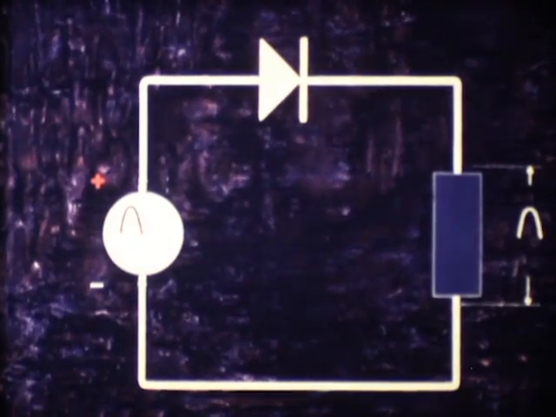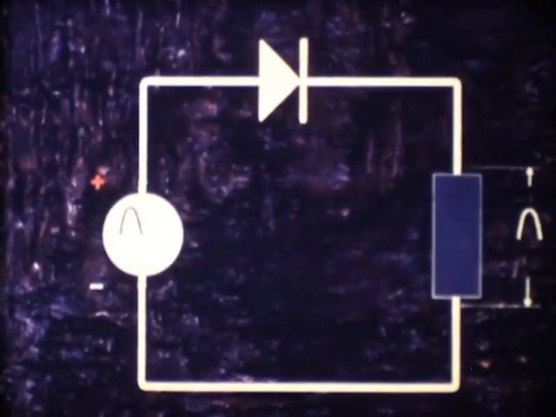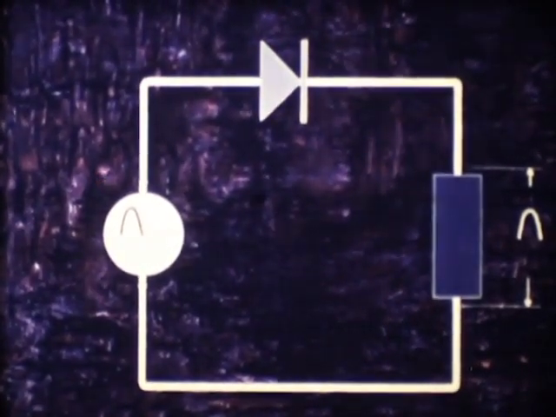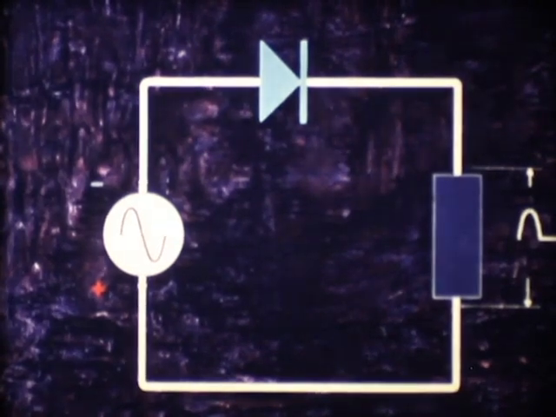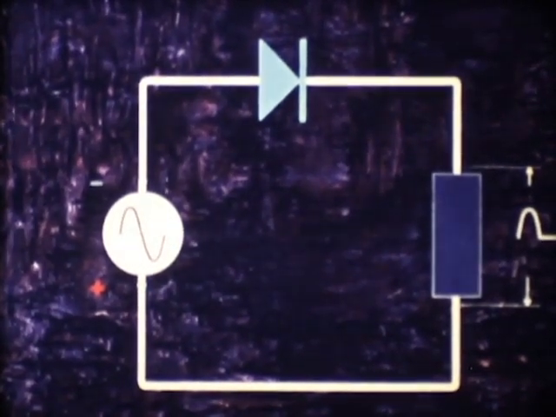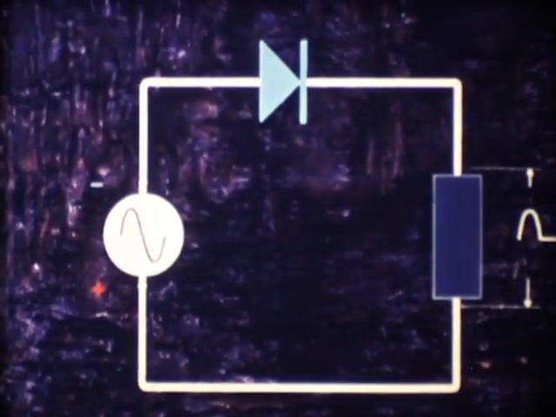Let us now consider a circuit containing a diode and a resistor, to which an alternating voltage is applied. During the positive half cycle, when the diode is forward biased, its internal resistance is so very small that the generator voltage is almost completely absorbed by the resistor. In the following half cycle, when the diode is reverse biased, its internal resistance is very large, and therefore the voltage across the resistor may be neglected.